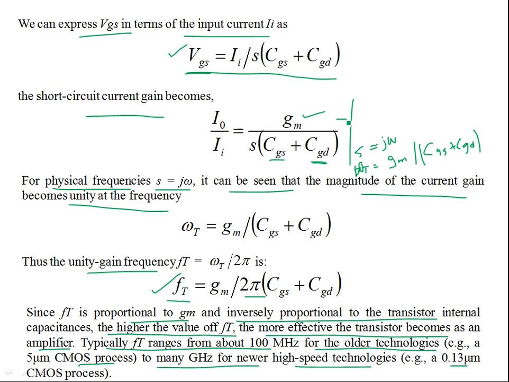The magnitude of the current gain becomes unity under these conditions. So that's why this Ft is called the unity gain frequency of the MOSFET amplifier. Again, considering these capacitances, the gate to drain capacitance is very important, because it determines the frequency at which the response stays unity. All right, that's all.